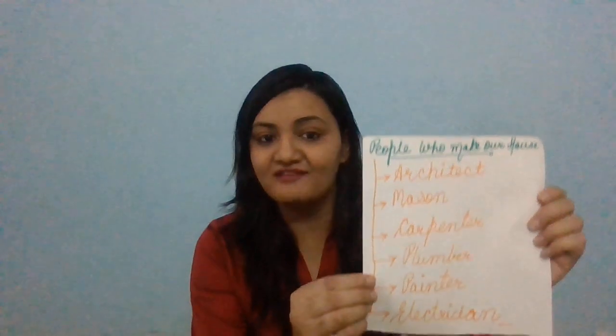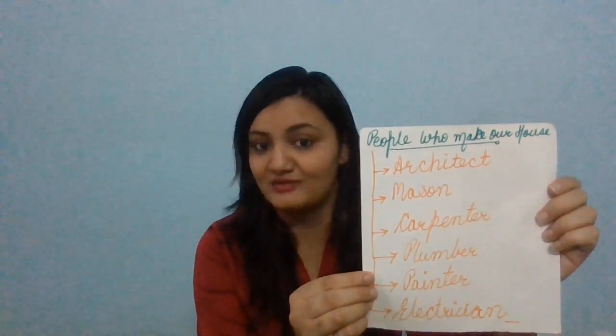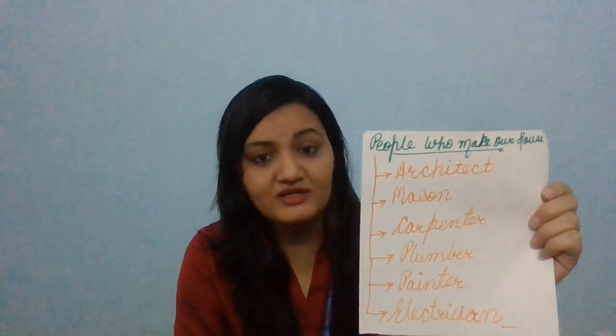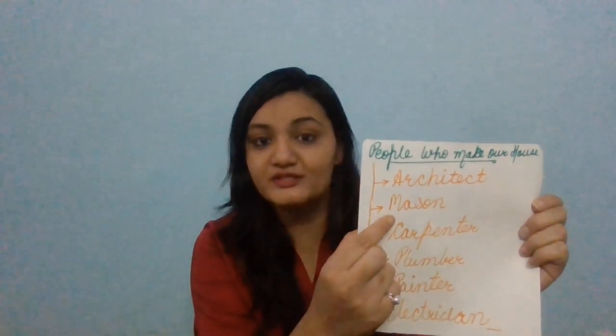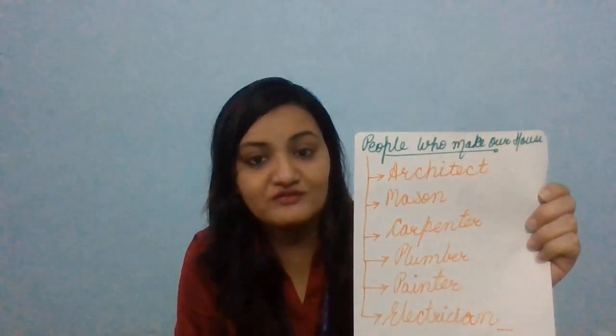Now when we are talking about houses, how can we forget about the people who have made the house for us? So now let us discuss the people who make houses for us. And here ma'am has another slide, people who make our home, our house. Number one is the architect. An architect is a person who designs the house, right? And then comes the mason. The mason is the one who builds brick by brick the house we live in.